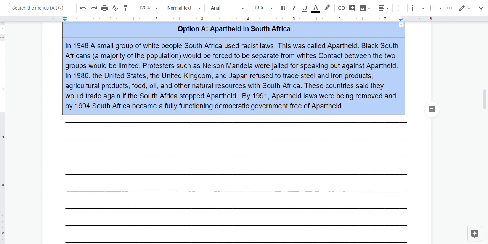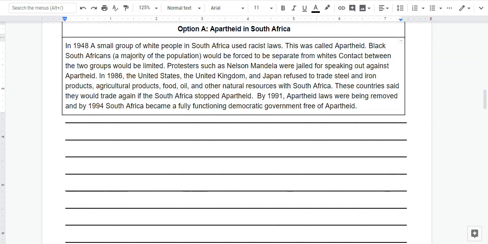In 1948, a small group of white people in South Africa used racist laws. This was called apartheid. Black South Africans, a majority of the population, would be forced to be separate from whites. Contact between the two groups would be limited. Protesters such as Nelson Mandela were jailed for speaking out against apartheid.